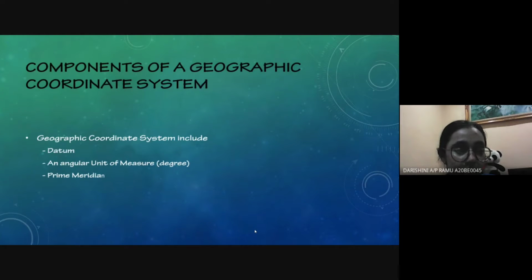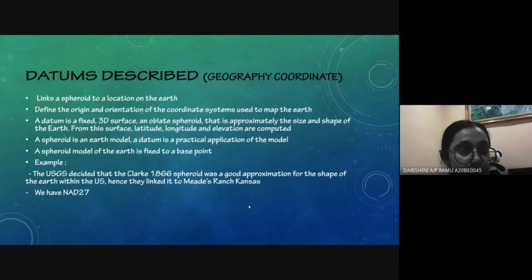Components of geographic coordinate system. A geographic coordinate system includes a datum, an angular unit of measure, degrees, and a prime meridian. The datum is described for the geographic coordinate system, where it links a spheroid to a location on the Earth. It defines the origin and orientation of the coordinate system used to map the Earth.